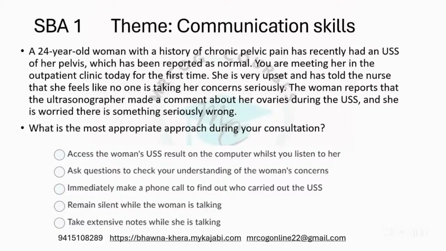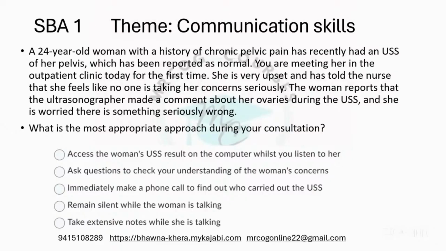Let's see who is the first person to answer this question correctly. So, what are your options? Assess the woman's ultrasound result on the computer while you listen to her, so you can check whether what she is saying is correct or not. Ask questions to check your understanding of the woman's concern. You need to further interrogate the patient. Immediately make a phone call to find out who carried out the ultrasound, or contact the sonographer, asking why it is not mentioned in the report and what he actually saw.